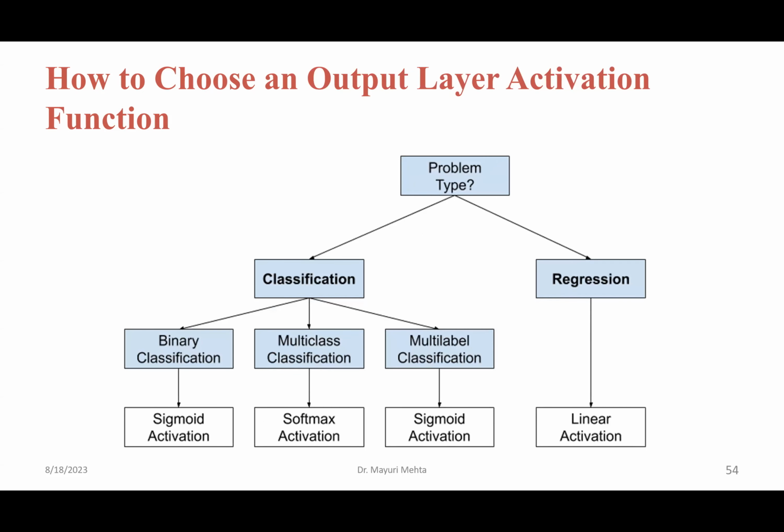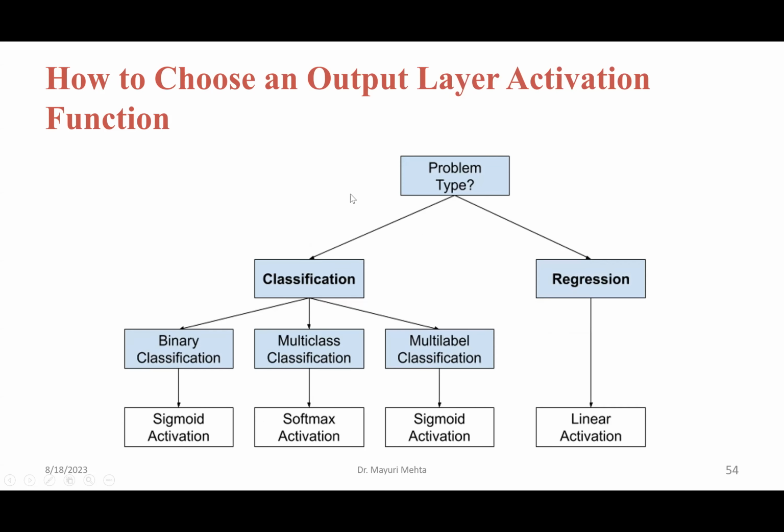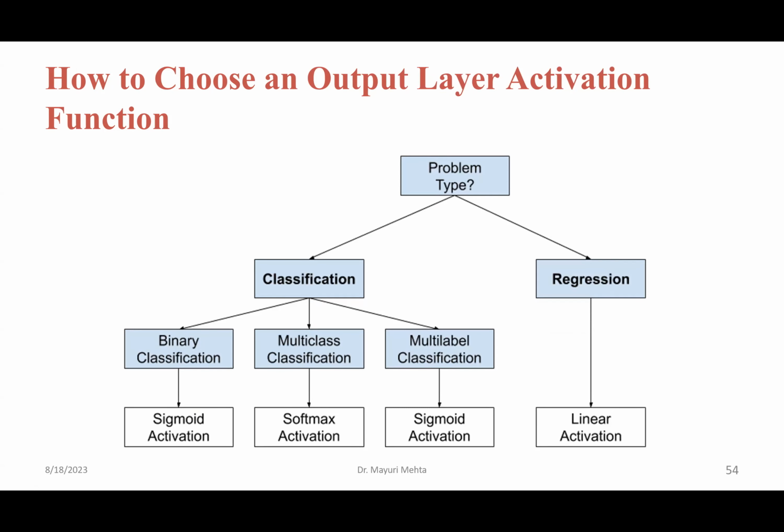How can you choose an output layer activation function? It depends on the type of problem. See the change. Okay, how to choose the activation function for hidden layer and output layer. The only difference is here. For the hidden layer, the activation function is chosen based on the type of the neural network, while for the output layer, the activation function is determined based on the type of problem.